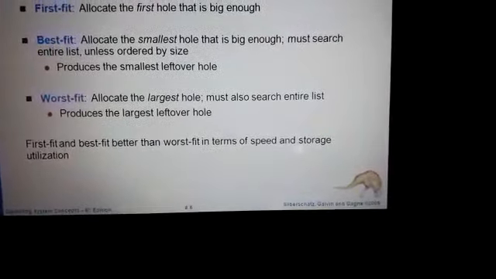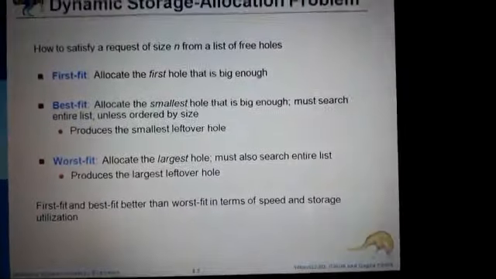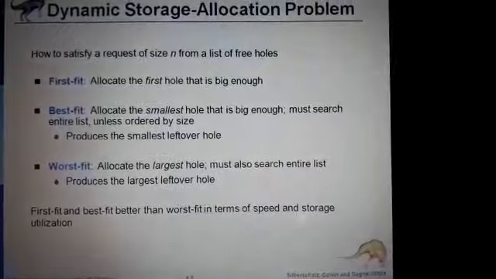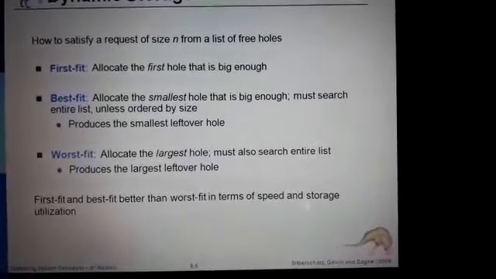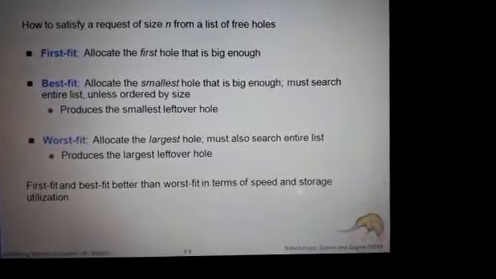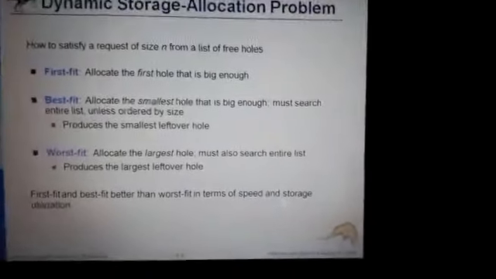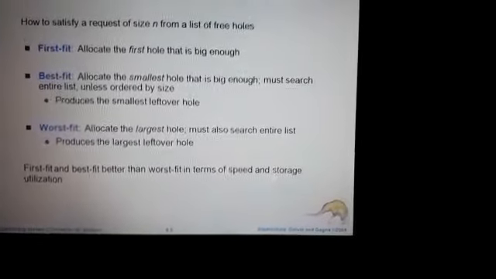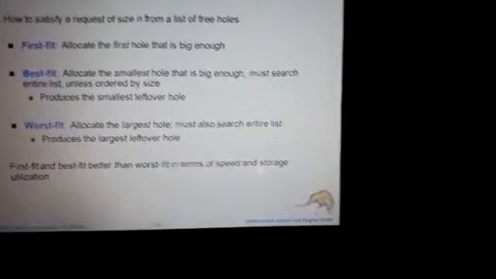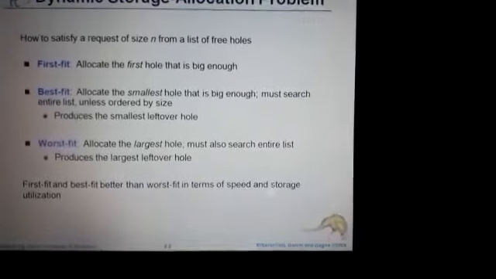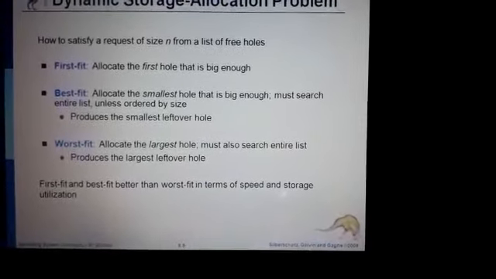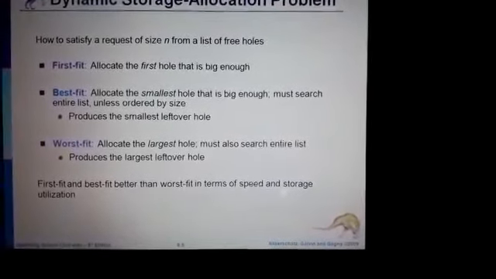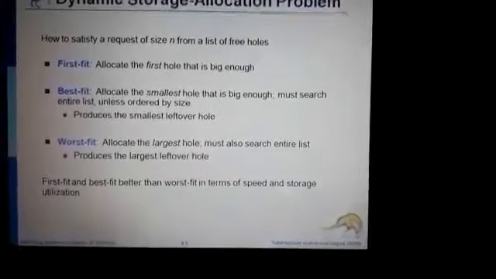So these are some of the allocation problems, that is, the dynamic storage allocation problem. Once again, it is divided into three types of methods: first fit, best fit and worst fit. First fit allocates the first hole that is big enough. Best fit allocates the smallest hole that is big enough. It must search the entire list unless ordered by size, and produces the smallest leftover. Worst fit searches the memory entirely for the largest hole in order to allocate the space for the process.